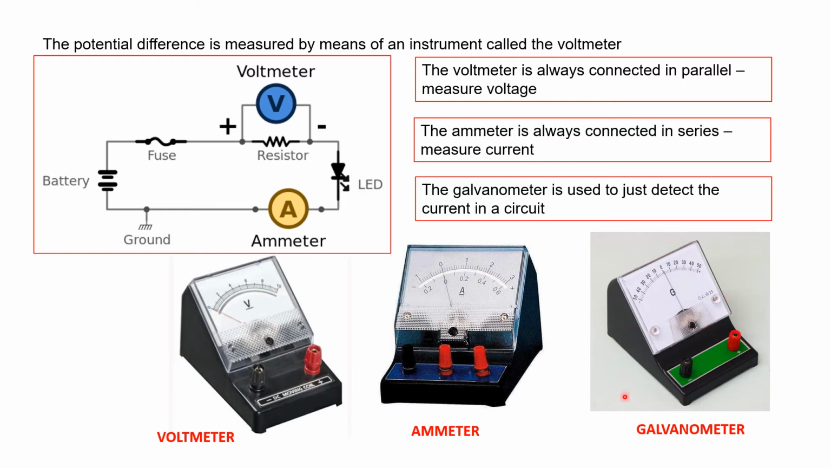And one more instrument is the galvanometer. What is a galvanometer? It is used to detect the current. That's it. It doesn't measure. You cannot measure the current in a galvanometer. It just deflects right side or left side. It shows the direction of current and the presence of current. That is the function of a galvanometer.